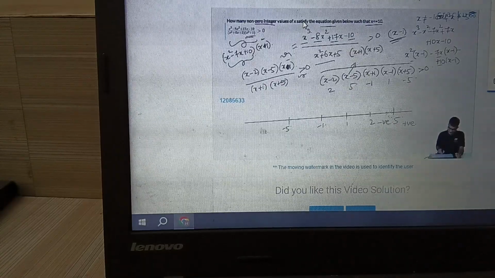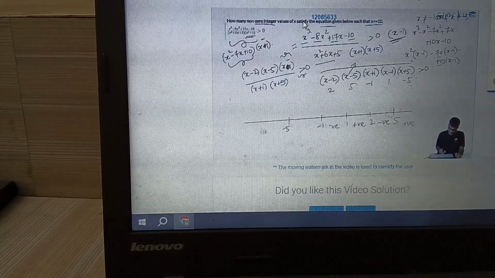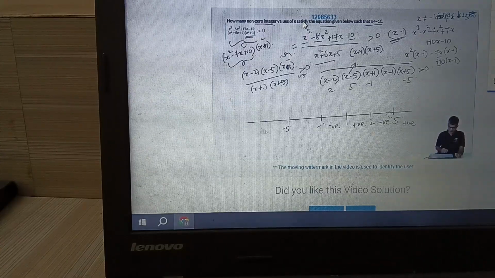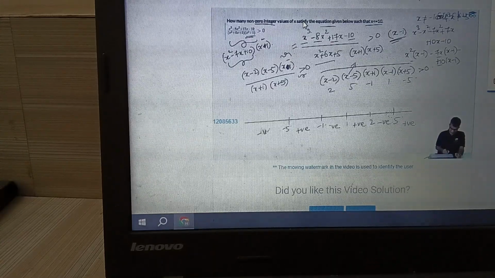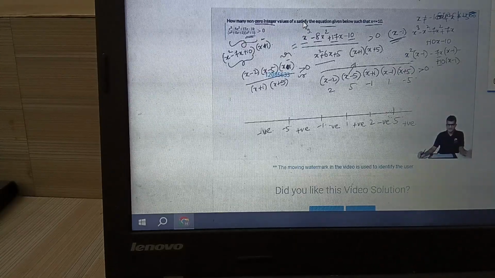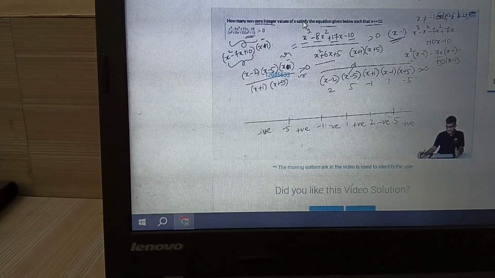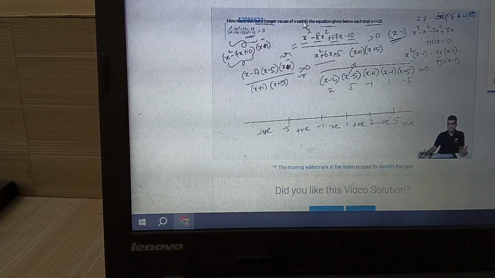Similarly, between 1 and 2 it will be positive. Between minus 1 and 1 it will be negative. Between minus 5 and minus 1 it will be positive. And less than minus 5 it will be negative. When you write the inflection points, you can check them manually, but it is always alternating, because one additional term will keep on becoming negative as you keep moving through the inflection point boundaries.